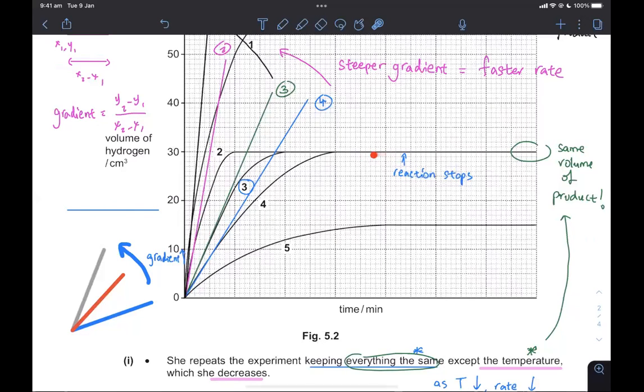Here, your gradient is 0 because the reaction stops. The rate becomes 0. No change in the volume of gas, no more product. Even though time continues, no more product, no more reactions, no more rate of reaction.